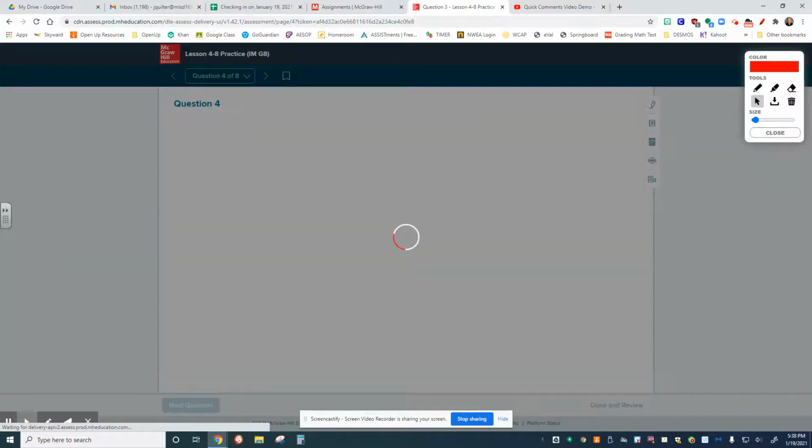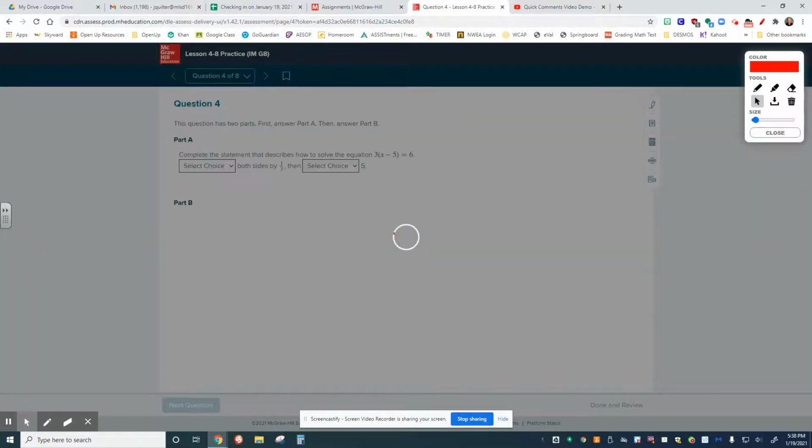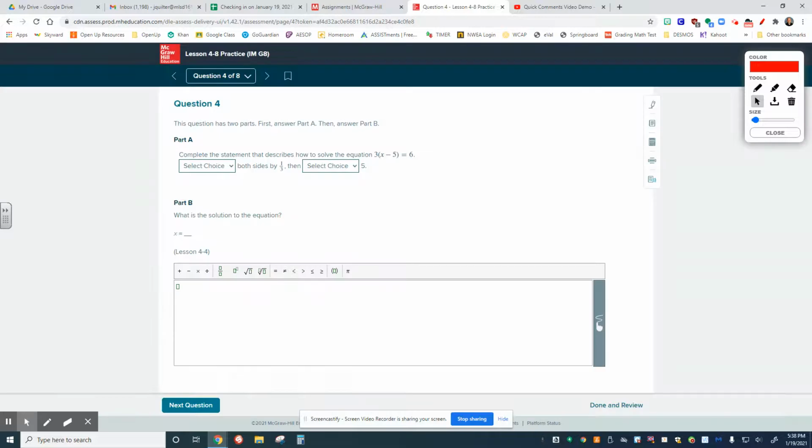Next question, 4, 2 parts, A and B. For part A, it says complete the statement that best describes how to solve this equation. Now, what they've done with this is they've kind of stuck us into a certain route, so you have to look and see what they did.